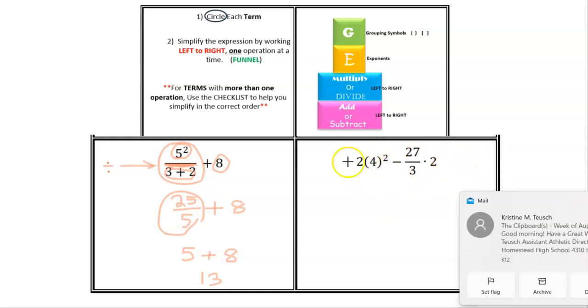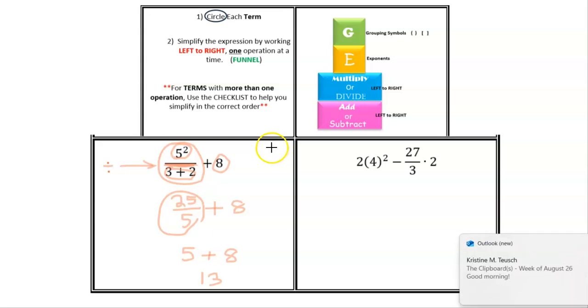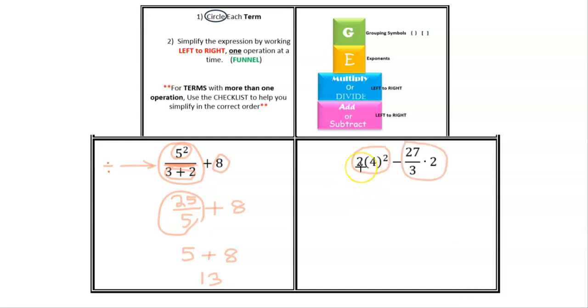Now we're looking at this next problem. I want you to pause the video, circle what you think the terms are, then turn the video back on to see if you've got it. So you should have circled 2 times 4 to the second power minus 27 divided by 3 times 2. Okay, so I circled this as one term and I circled this as one term.